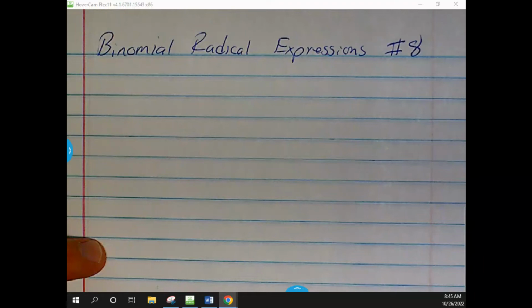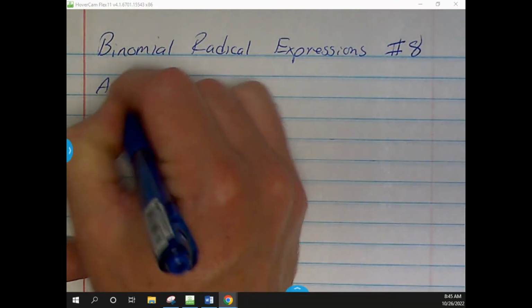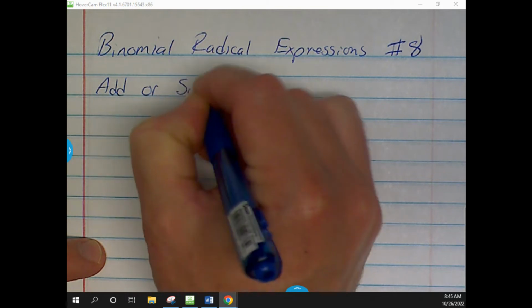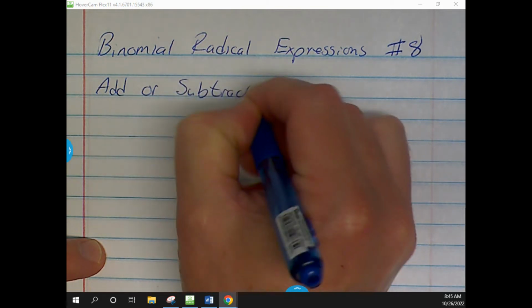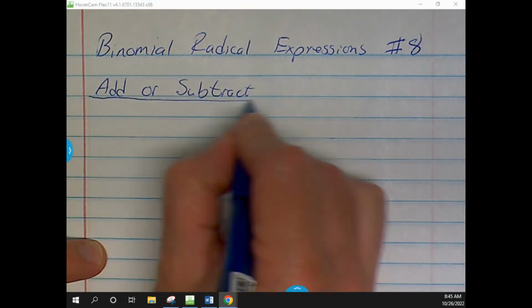So, binomial radical expressions. First thing we're going to do is a little bit of addition and subtraction. And then we'll do some multiplication, and that will lead us right into the division part of it.